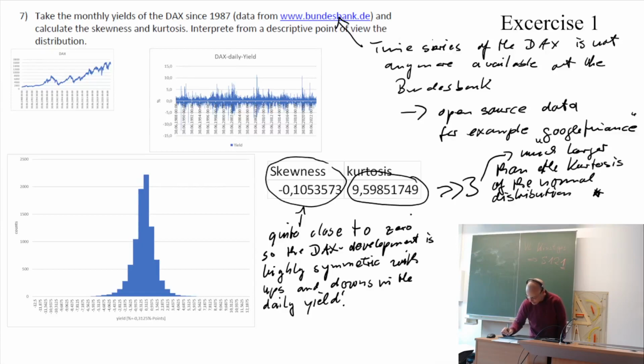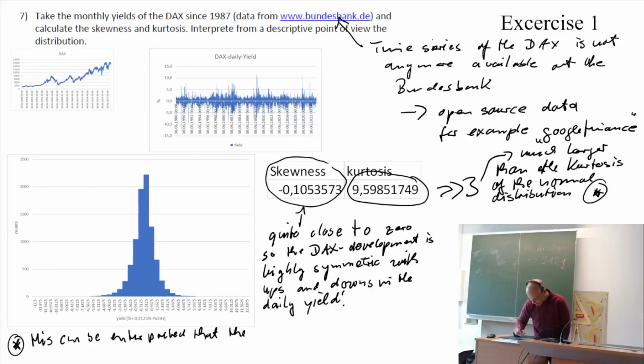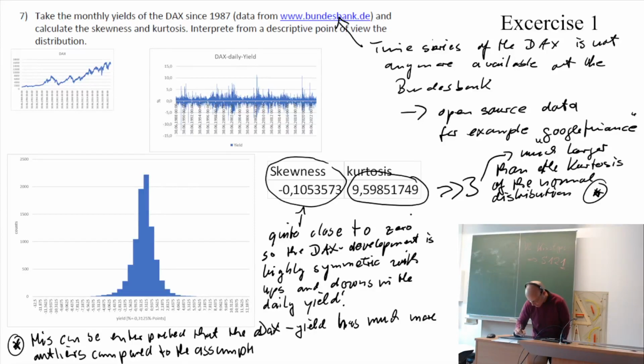So let's write it down here. This can be interpreted that the DAX yield has much more outliers compared to the assumption of the normal distribution. And this means within the distribution we have these so-called fat tails.